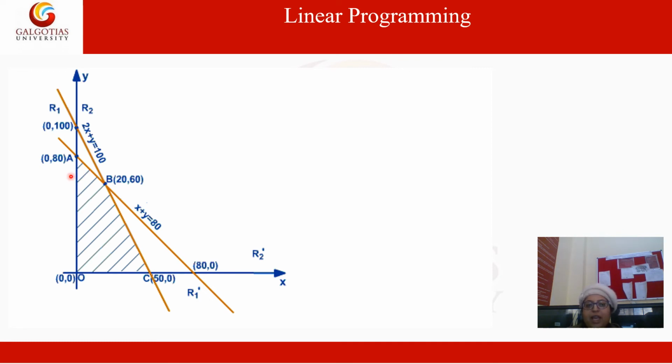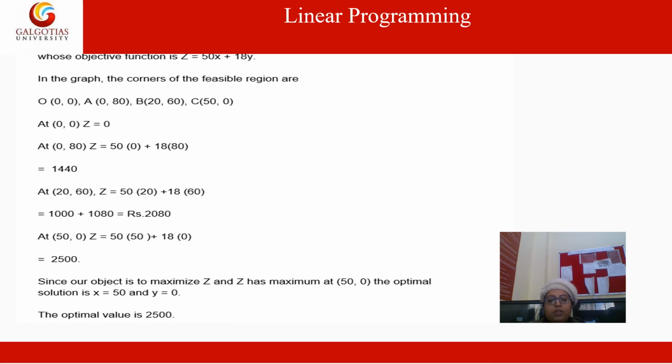In A we are having 0 and 80, in B we are having 20 and 60, in C we are having 50 and 0. So we are going to put the values of these points in the objective function. The objective function was maximize z, that was 50x plus 18y. So I am going to put these points one by one in this objective function. Let us take the first point, which is O, that is 0 and 0. The second point is 0 and 80.